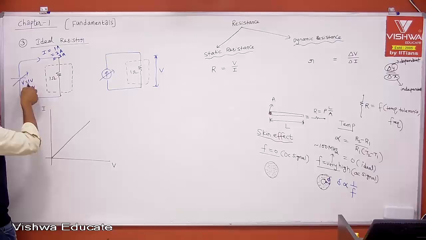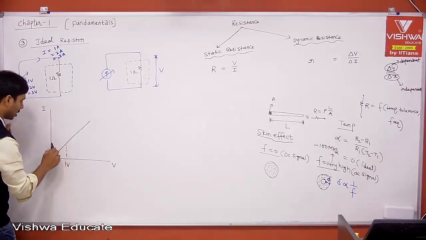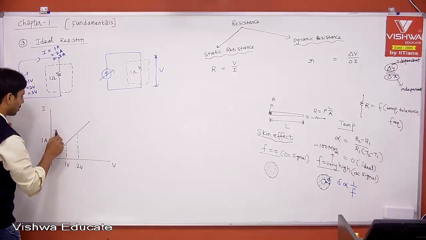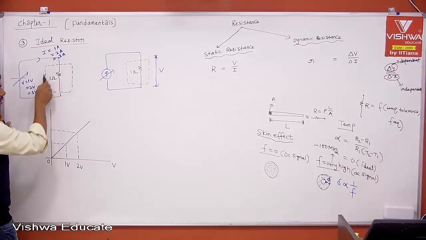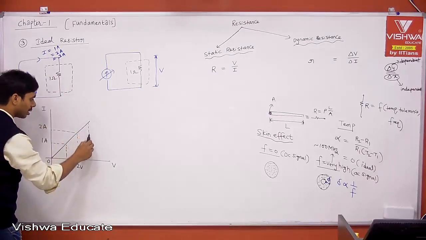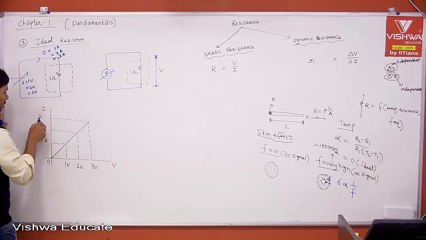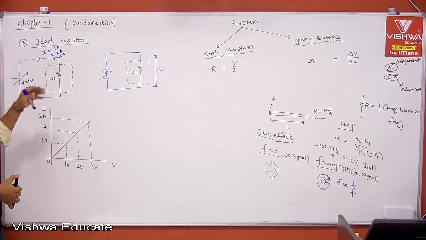If V is equal to 0, I is also 0. If you ask me 1 volt, I am getting 1 ampere. If you ask me 2 volt, I am getting 2 ampere. Remember, this is what I am expecting, and then only can I say that the 1 ohm resistor is constant. And 3 volt, I am expecting 3 ampere. The 1 ohm is constant throughout the experiment, whatever voltages you excite with and whatever current you see flowing through the resistor.